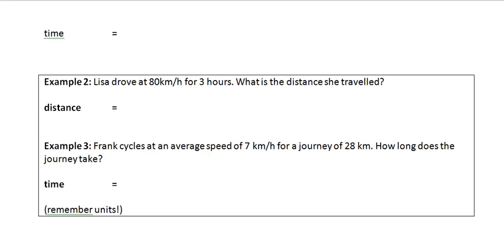If you do 80 times 3, you'll end up with 240. And the units for that distance, because the speed is in kilometers per hour, the distance will be kilometers, 240 kilometers. So have a try at example 3 by yourself using the formula. Time, in that case, is distance divided by speed. Good luck.